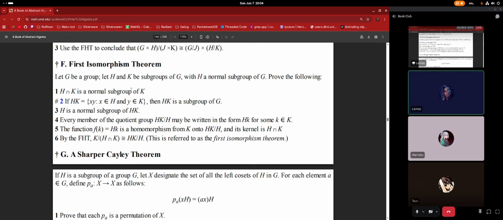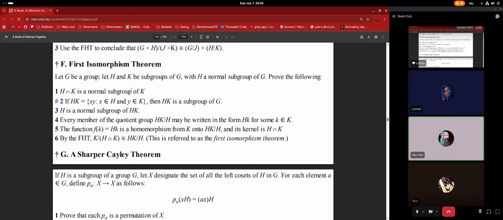Yeah. Okay, that's fair. If HK is the combination of elements from H and K, then HK is a subgroup of G. To me that's very intuitive as well, right? So we know that H is a subgroup of G, and K is a subgroup of G. How can their combination not be a subgroup of G? Yeah, makes sense. H is a normal subgroup of HK. Well, yes, because H is a normal subgroup of G, and HK is a subgroup of G as well, so H must be a normal subgroup of HK as well.